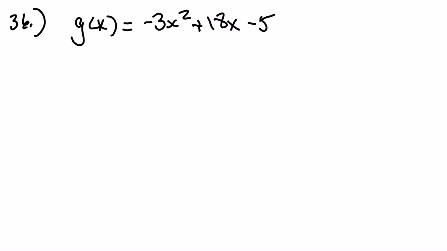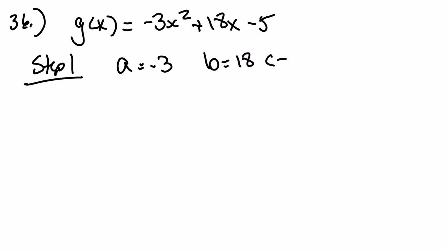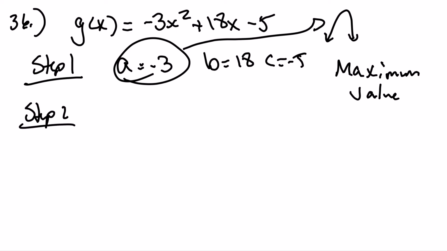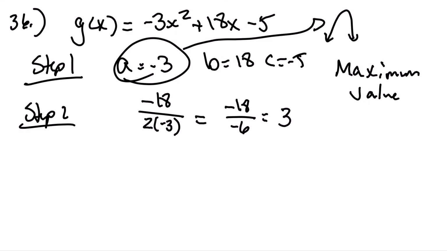Alrighty, so step 1, find A, B, and C. A is negative 3, B is 18, C is negative 5. Since that's negative, I know it's a frowny face, which tells me I'm going to have a maximum value. Step 2 says you plug it in. The opposite of B, so the opposite of 18, all over 2 times A, I get negative 18 over negative 6, which is just positive 3.